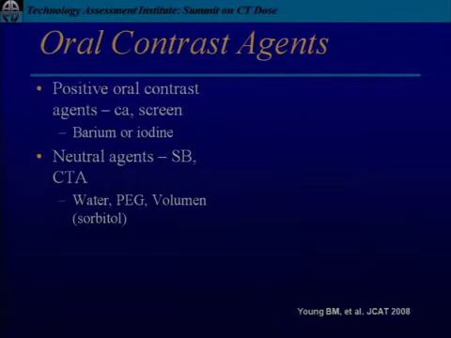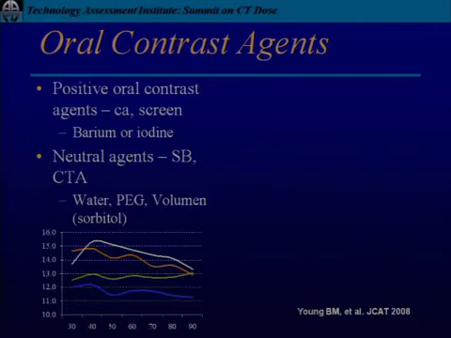So for oral contrast agents, you can think of the positive oral contrast agents. These are the ones that are bright, barium and iodine, and we typically use these for our screening exams or for cancer follow-up because we're looking for peritoneal implants on the outside of the small bowel. Or the neutral contrast agents like water, polyethylene glycol, or Volumen, which is some low concentration barium with a sugar alcohol to prevent the water resorption. And we typically use these for CT angiograms or for small bowel evaluation.